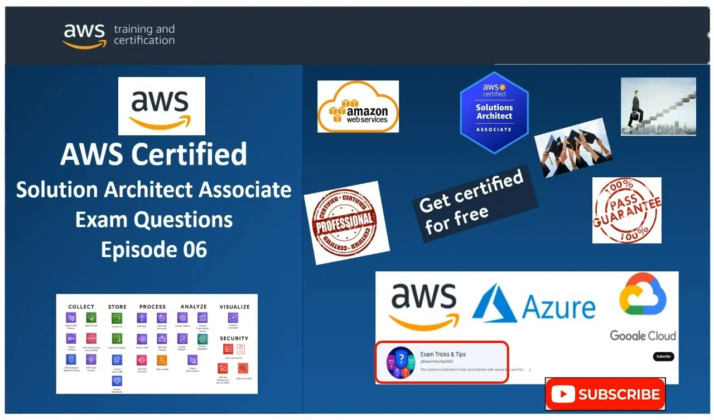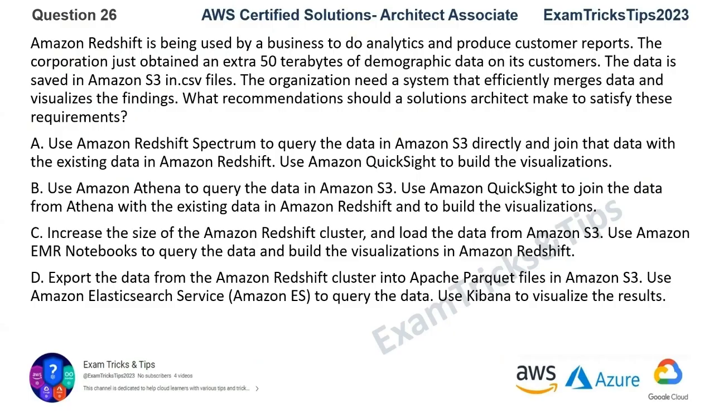Let's get started. Amazon Redshift is being used by a business to do analytics and produce customer reports. The corporation has just obtained an extra 50 terabytes of demographic data on its customers. The data is saved in Amazon S3 .csv files. The organization needs a system that efficiently merges data and visualizes the findings. What recommendation should a solution architect make to satisfy these requirements?